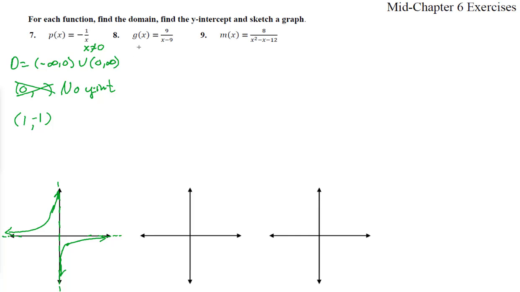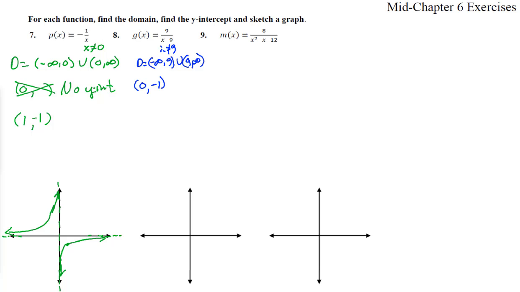All right, number 8. Find the domain. The domain in this case, x minus 9, 0 on the bottom, we would need a 9 here. So x cannot equal 9. So the domain would equal from negative infinity up to 9, not including it, union 9 to infinity. There we go. The y-intercept, we can get the y-intercept. If you stick in 0 here, you get 9 over 9 is negative 1.